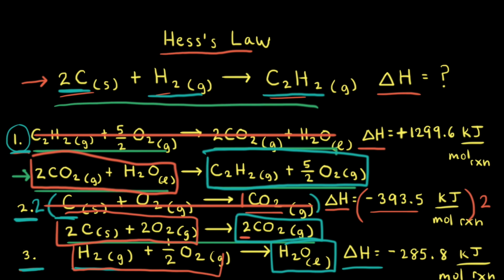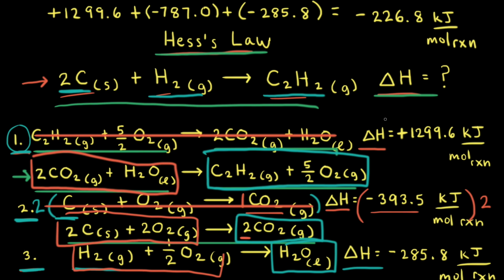Since we were able to add up our equations and get the overall equation, according to Hess's law, we should also be able to add the changes in enthalpies for these steps to get the change in the enthalpy for the overall reaction. If we look at the change in the enthalpy for the individual steps, it was positive 1,299.6 kilojoules per mole of reaction for our first equation, so that's up here.